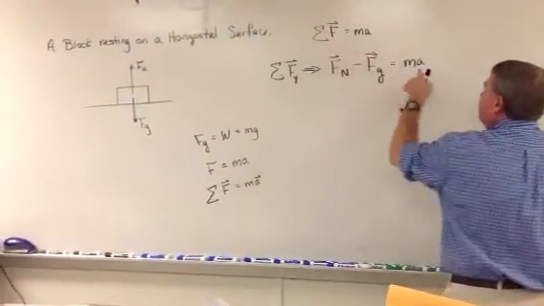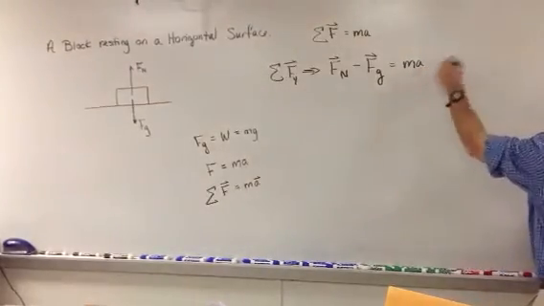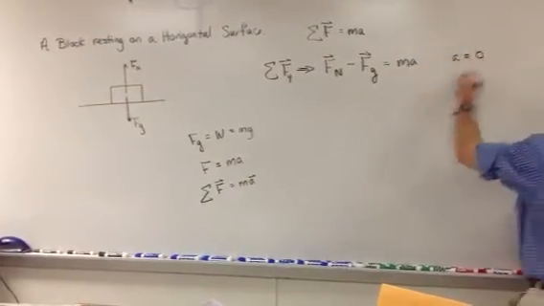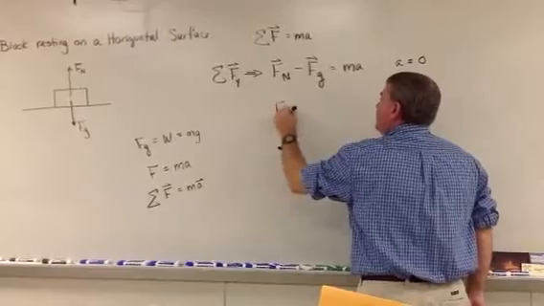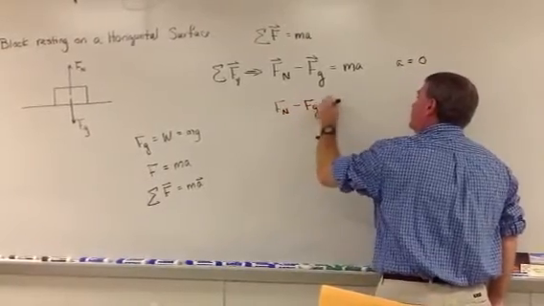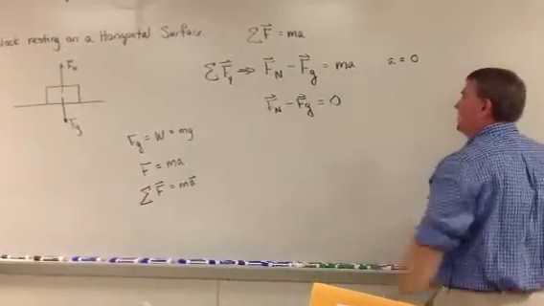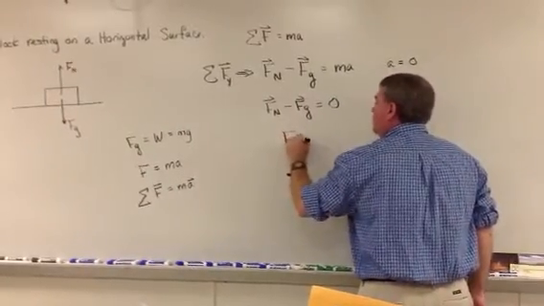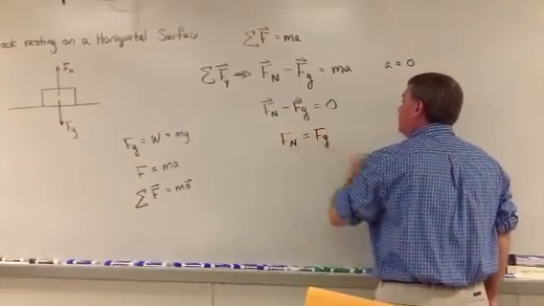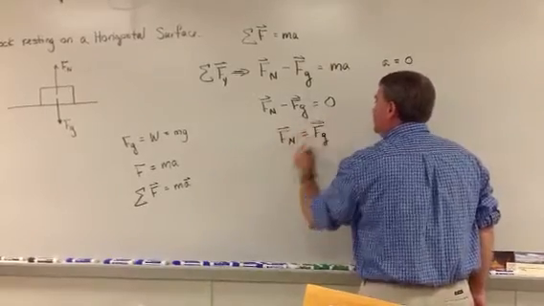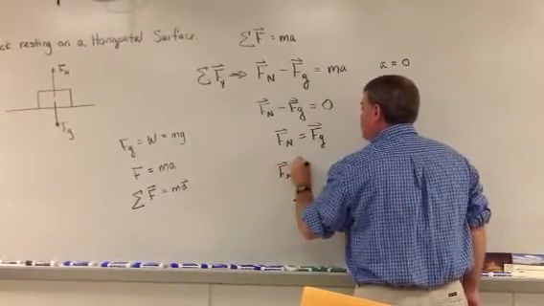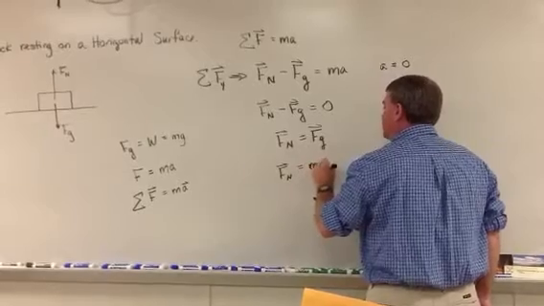Now, if the object is not moving anywhere, acceleration is equal to 0, then the normal force minus the force due to gravity is equal to 0. You add that to the other side, and the normal force must be equal to the force due to gravity. So in this case, the normal force is equal to mass times gravity.